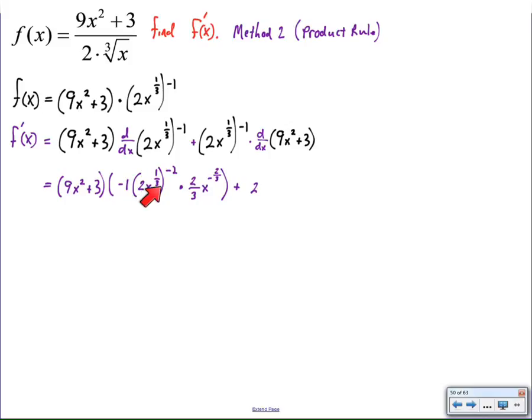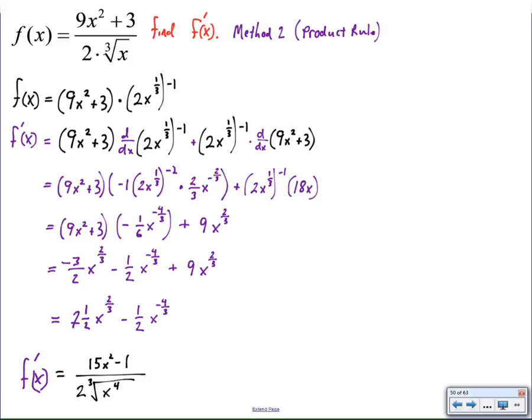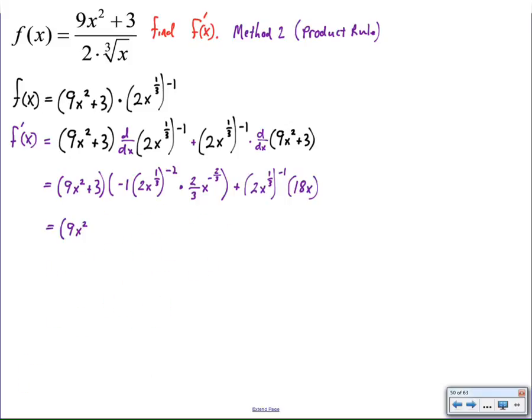So the derivative of 2x to the 1/3 is going to be 2/3 x to the negative 2/3 from the previous work. Plus, we've got the 2x to the 1/3 to the negative 1, and the derivative of 9x squared plus 3 is 18x. So the rest of this now, that's the derivative. The rest of this is going to be cosmetics.